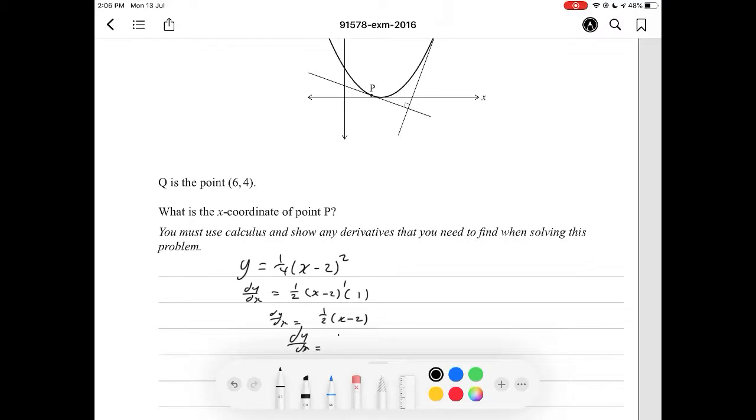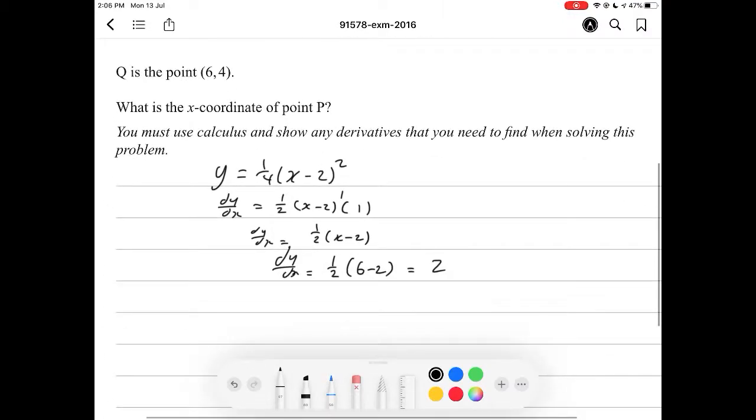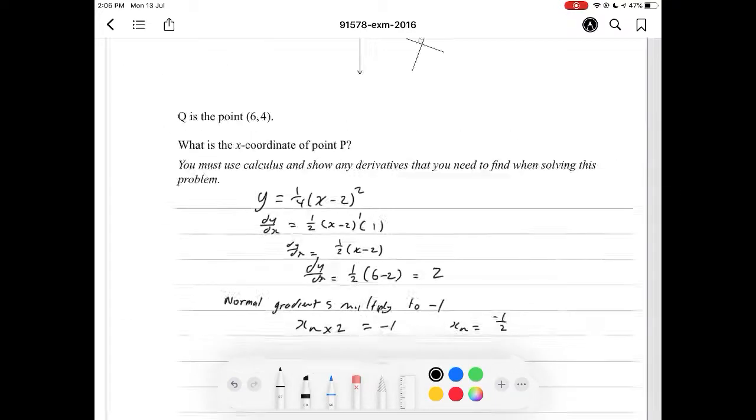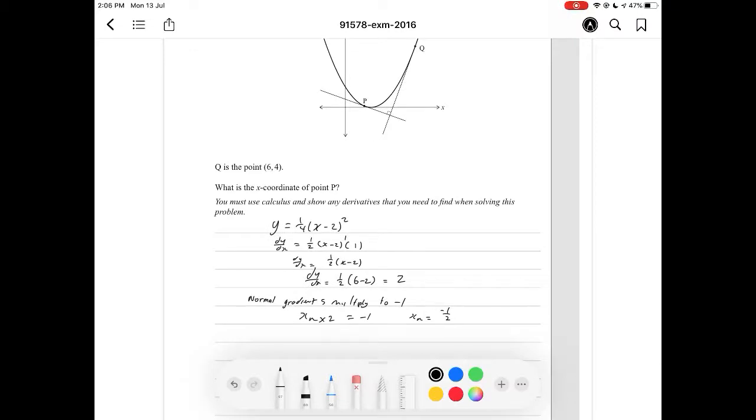So dy over dx equals 1/2 times (6 minus 2), which is 1/2 times 4, which is just 2. So we know that our normal gradients multiply to negative 1. So therefore, we can say xn, we'll call xn, multiplied by 2 equals negative 1. Therefore, xn equals negative 1 over 2. So the gradient of the line P is negative 1/2.